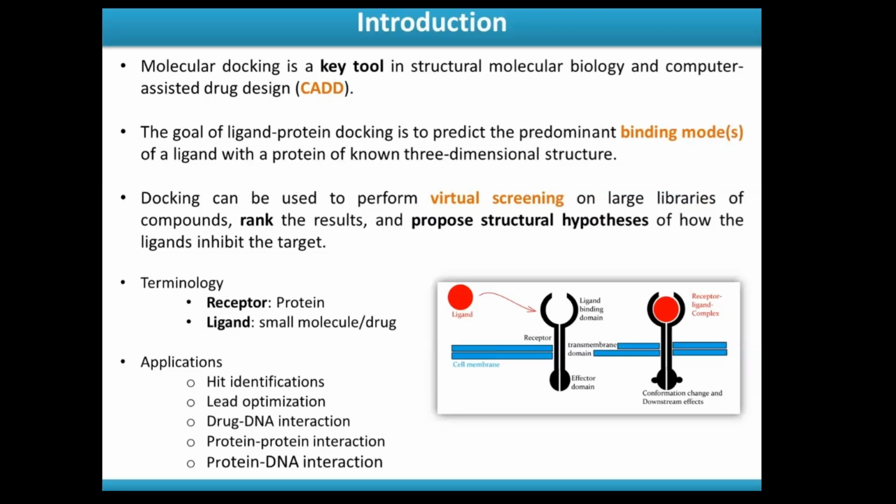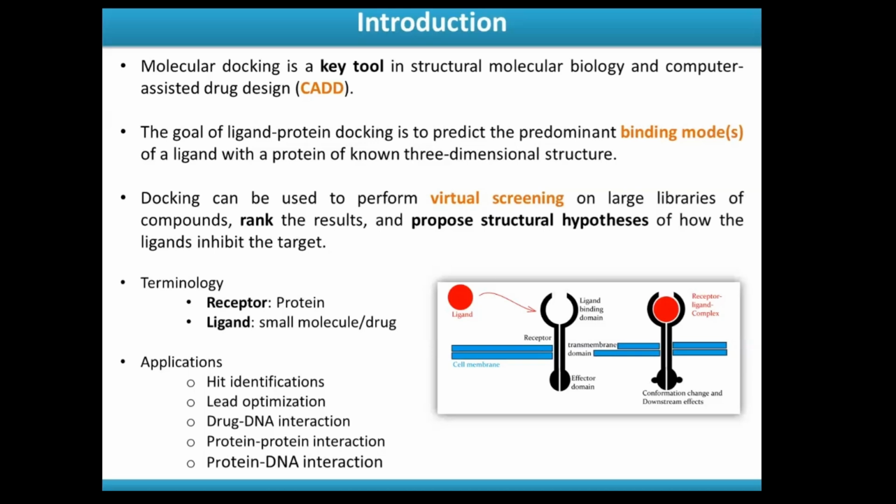So there are terminologies which are associated, such as receptor, which corresponds to the protein or target, and the ligand, which is a small molecule or the drug which you are looking for the binding to the drug target. So application of molecular docking, they include hit identifications. And what is hit identification, or what is a hit molecule? That is a molecule which you obtain after a screening process, or a potential drug molecule which you obtain rationally from the wet lab experiments.